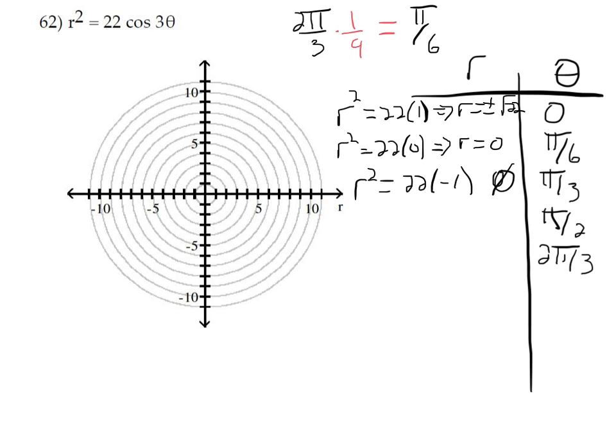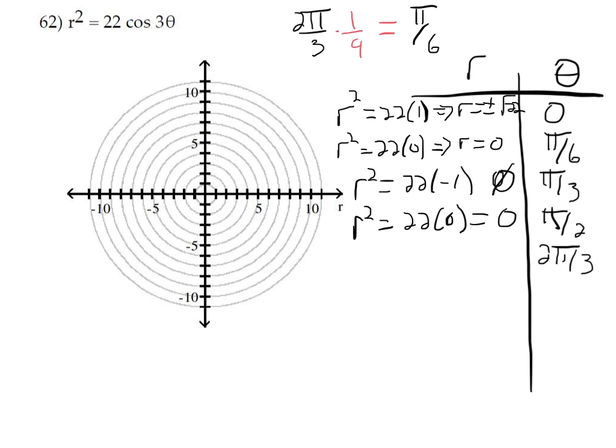Pi halves times 3 is 3 pi halves, cosine. Look at our pattern: 1, 0, negative 1, 0, 1. Easy pattern, so this will be 0 again. R squared equals 22 times 0, that is 0. Here, okay, 0 for r. R squared is 0, so r is 0 as well.